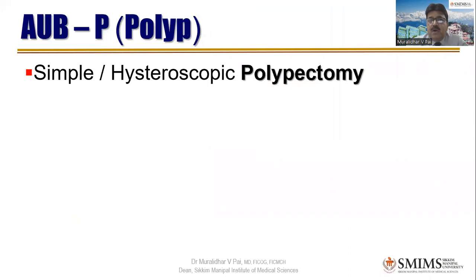Simple or hysteroscopy-guided polypectomy. Again, in polyps, there are many types of polyp: a fibroid polyp, an adenomatous polyp, or sometimes a mucoid polyp. A small polyp, mucoid polyp, or even adenomatous polyp, sometimes in the OPD itself, you can just twist it off and remove it. There'll be some bleeding which will stop on its own.